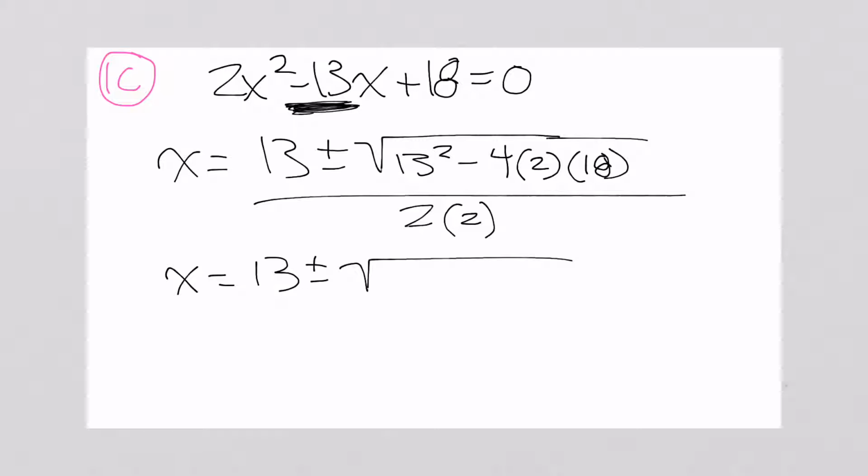Let's simplify some things. 13 squared. For the time being, I'm just going to write that as 13 times 13. We'll see what happens. Minus 4 times 2 is 8. What is 8 times 18? I don't know, but I can figure it out.